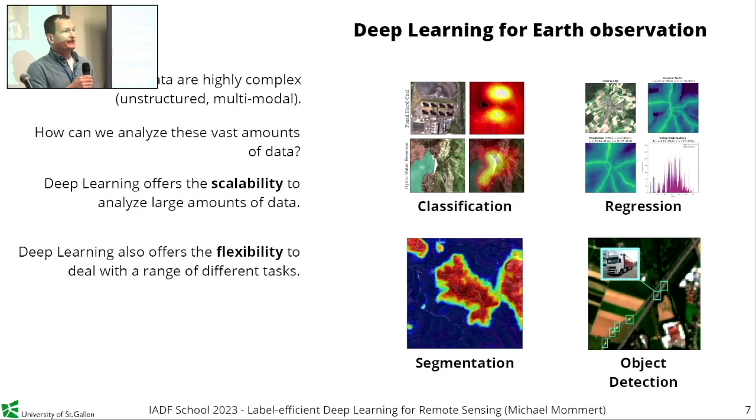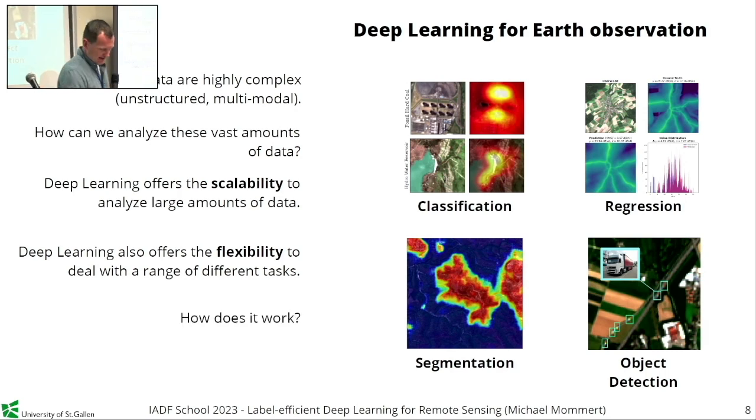So there's a lot of different tasks that you can tackle with deep learning, and it is scalable. You can apply these methods to huge amounts of data, right? Of course, you need big machines for that, but at least it's possible, right? With some more traditional methods, it's more difficult to churn through large amounts of data.